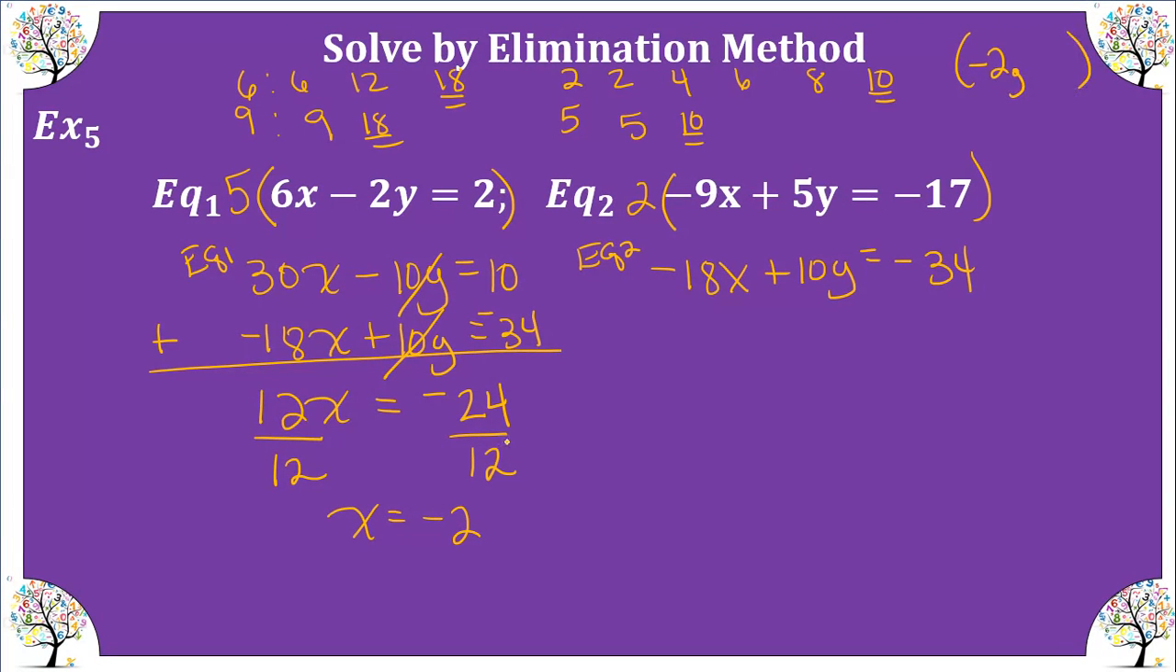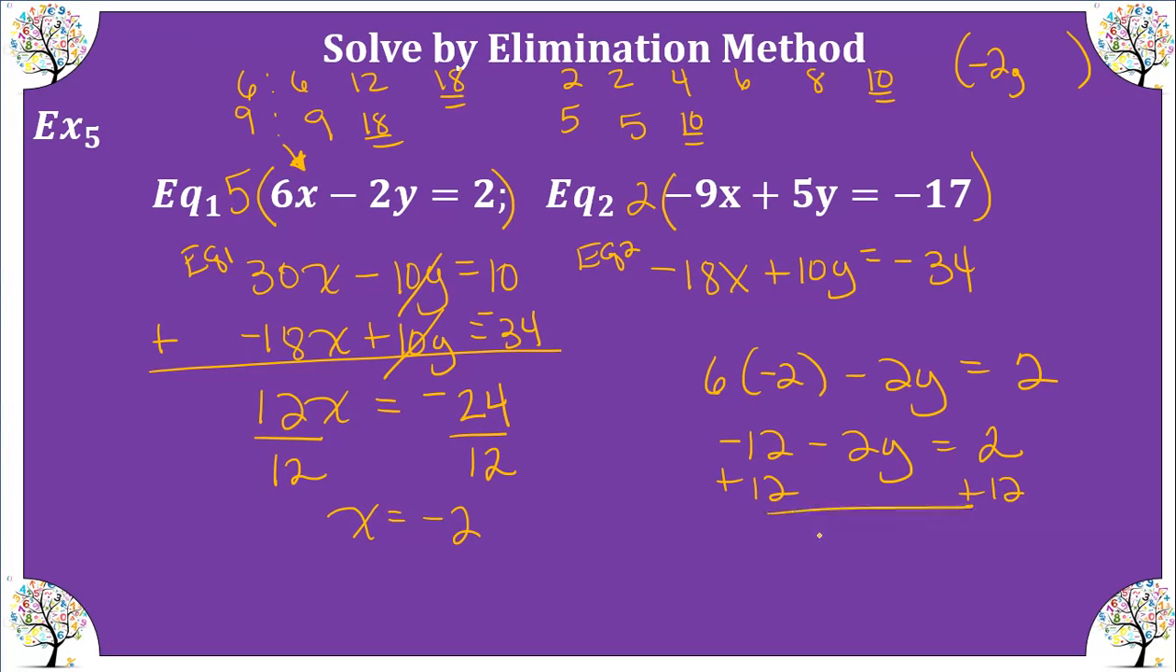I'm going to take that value and plug it in. I'm just going to use equation 1, the original one. 6 times negative 2 minus 2y equals 2. We have negative 12 minus 2y equals positive 2. Add 12, bring down negative 2y, divide by negative 2, and our y value is negative 7.